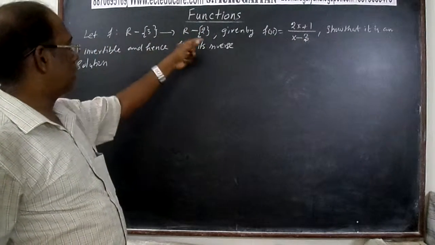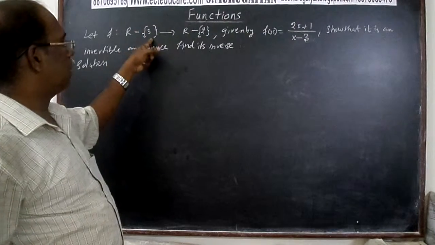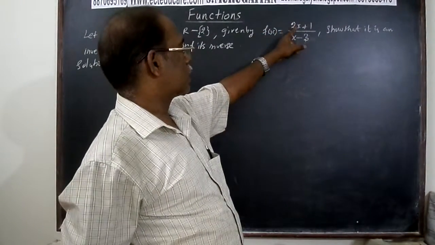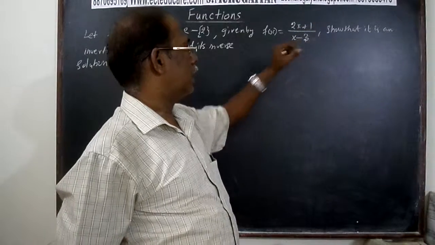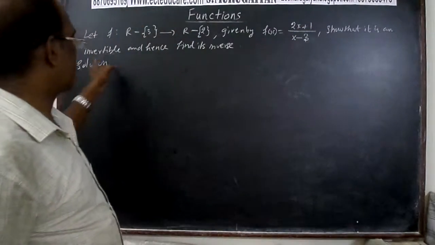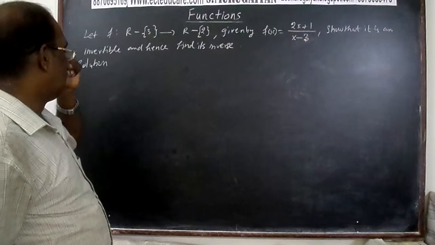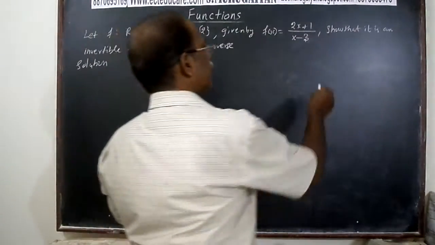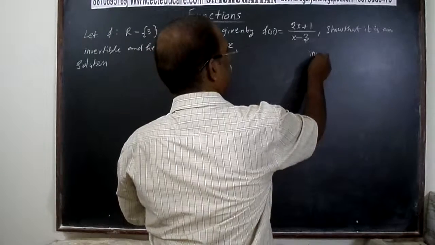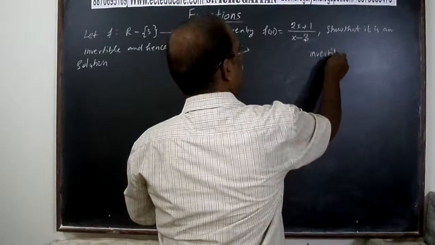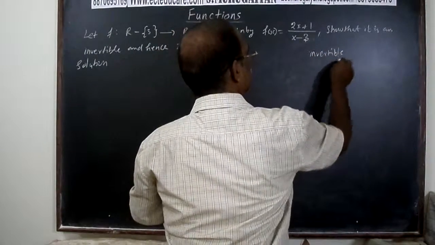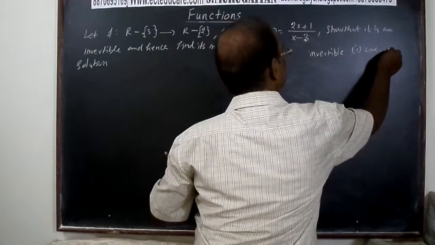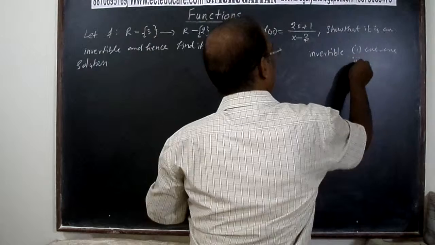So a mapping with the domain R minus {3}, codomain R minus {2} given by f(x) = (2x + 1)/(x - 3). Then we have to show that it is invertible and hence find its inverse. So invertible, it should be 1 to 1 and onto.